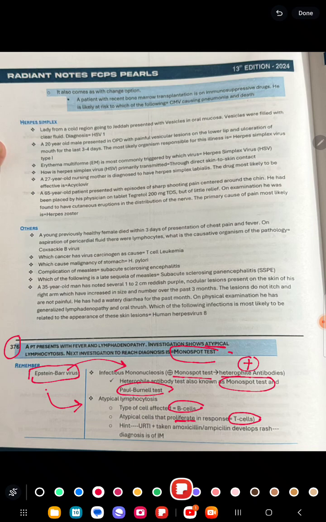A hint in the scenario is an upper respiratory tract infection, after taking amoxicillin or ampicillin, which developed a rash. The diagnosis is infectious mononucleosis. Clear?